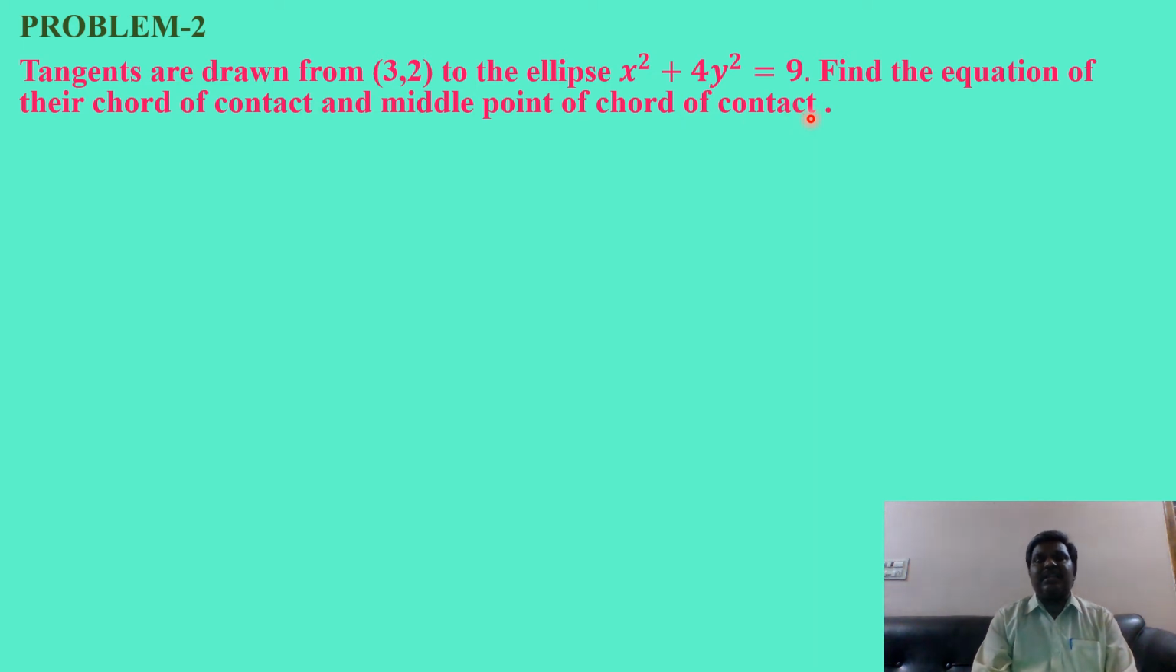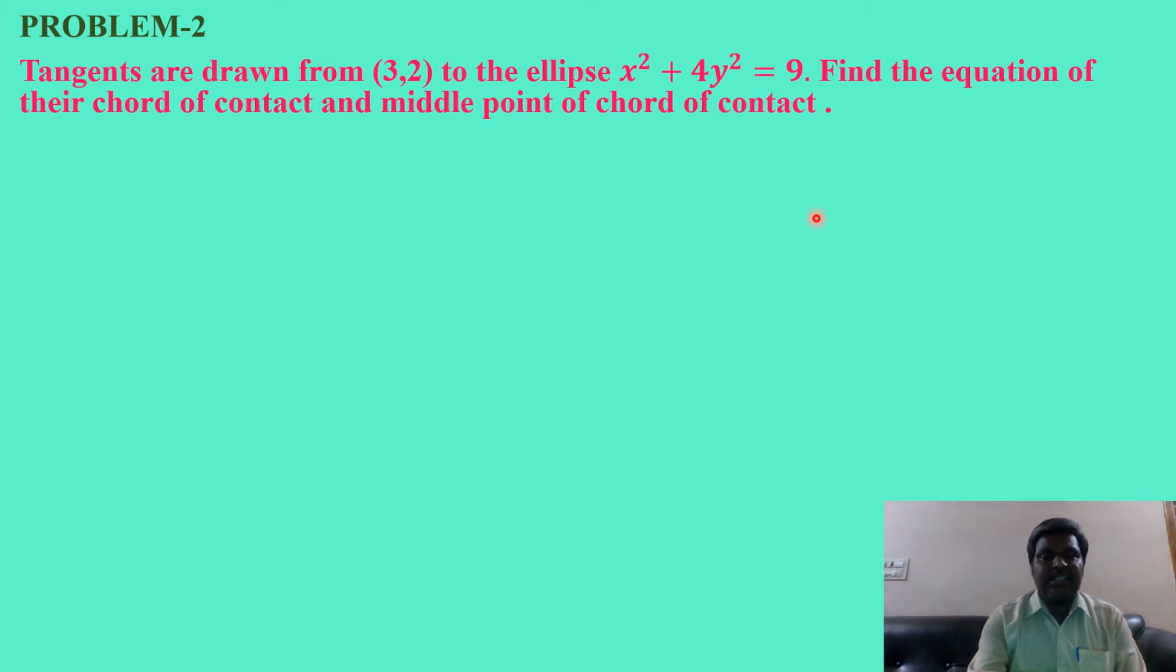Here there are two concepts involved in this problem. First, find the equation of the chord of contact, and second, find the midpoint of the chord of contact. These are the two things. Your point must be outside, only then does the chord of contact exist. What is the equation of the chord of contact? All of you know that it is T = 0. The chord of contact of P(x1, y1) with respect to the ellipse, circle or hyperbola, whatever it may be, has the equation T = 0.